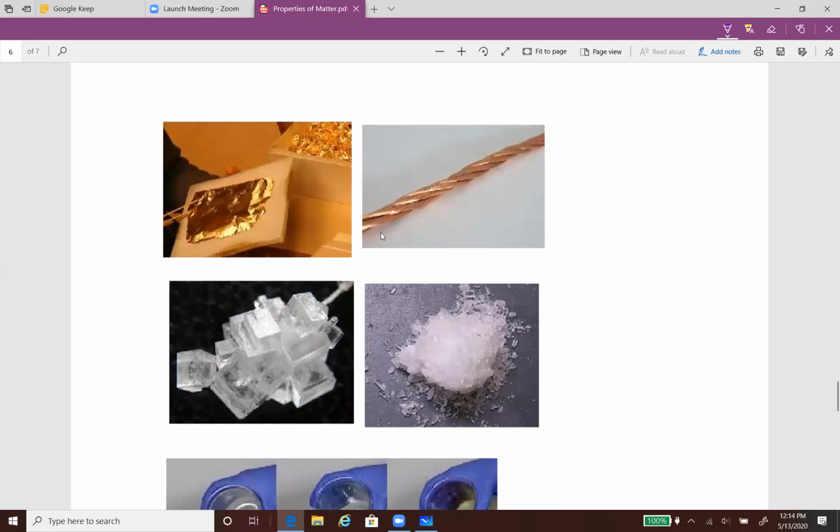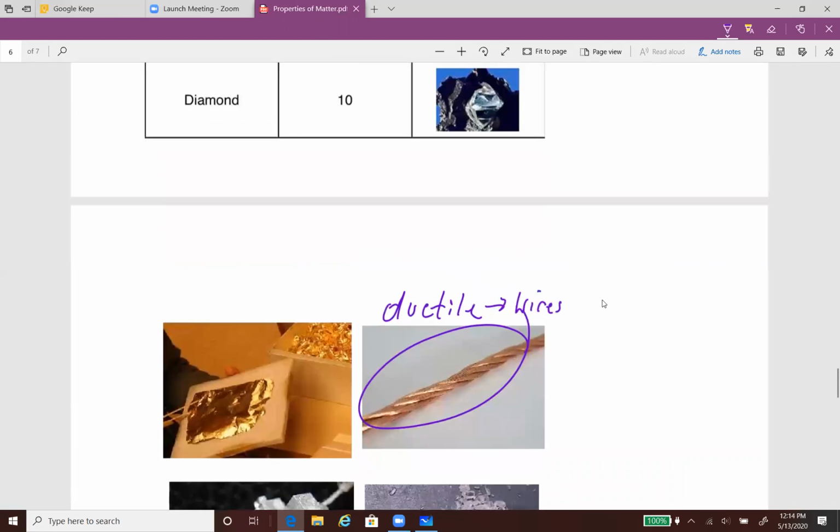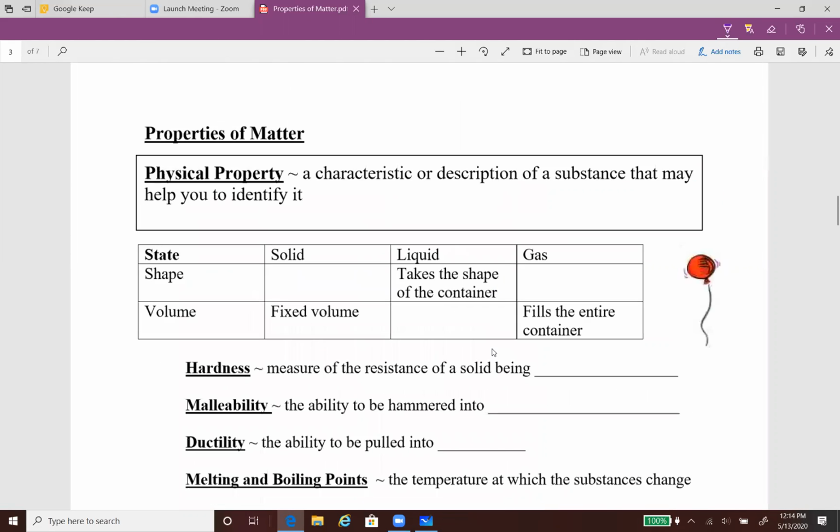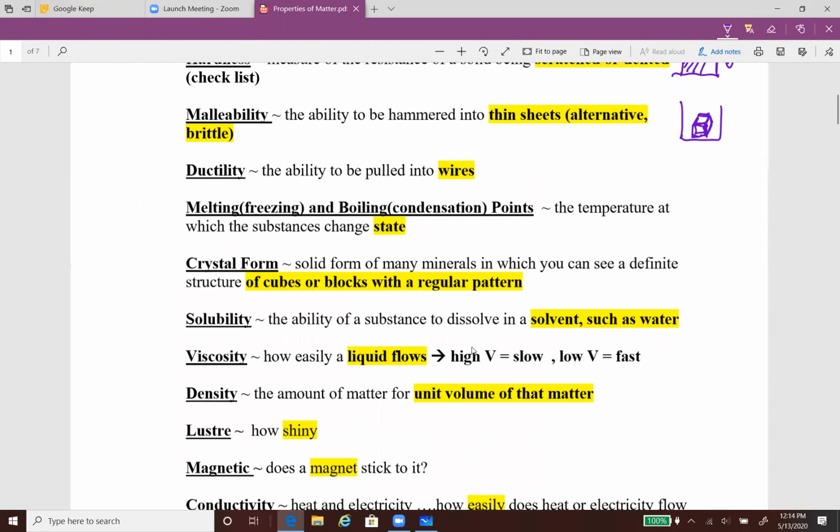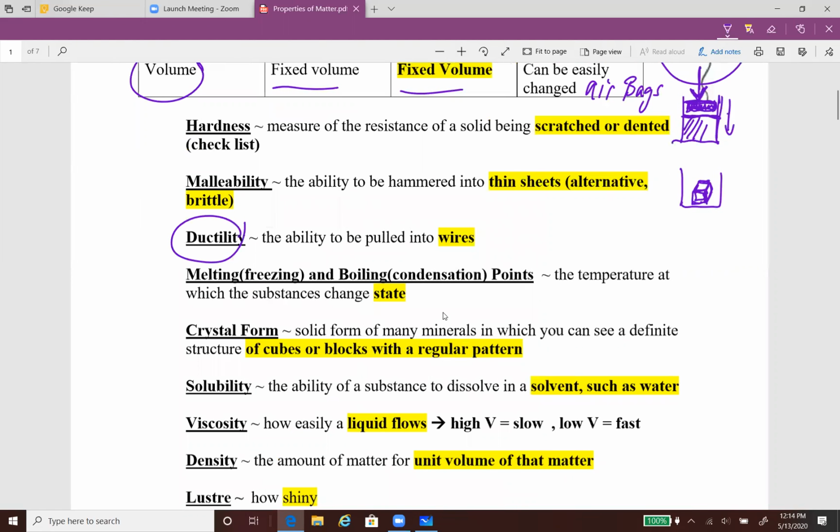Whereas the term ductile is the ability to convert something into wires. You can stretch them out into wires. Think, for example, this is copper wiring. Aluminum can also be stretched out. A lot of metals can be stretched out into wires. So that property is called ductility. Okay, if something is ductile, we can convert it into a wire.